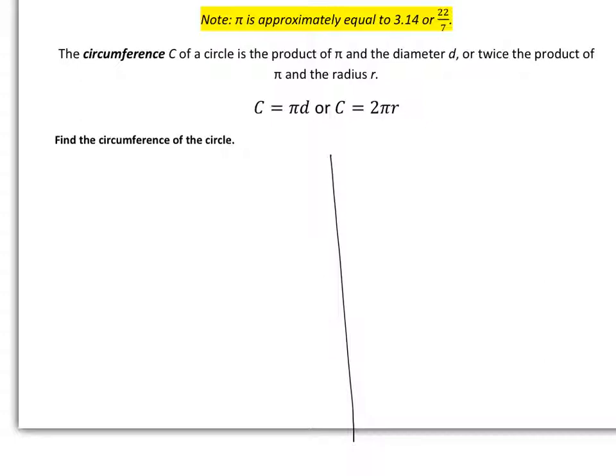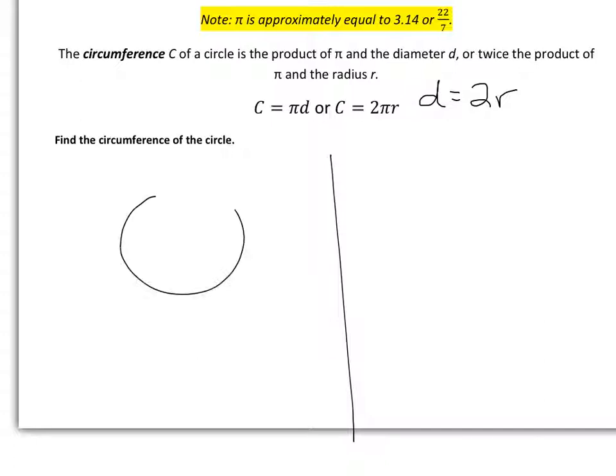Now let's say in your picture you're not given the diameter, you're given the radius. We have another formula we can use. We can take 2 pi r. The reason we can do this is because the diameter is equal to twice the radius. So just two different formulas, either one will work.